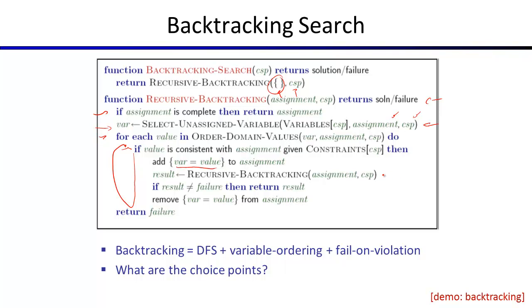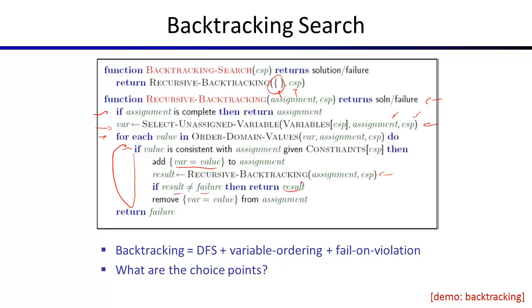Once this backtracking search comes back here, if it returns a result that's not failure, you just return that result, and you'll pass that all the way back up, and you'll have a solution. If it does return failure, that means that somehow the assignments you made so far, as you go further down the tree, you realize there's nothing that you can do to achieve success.